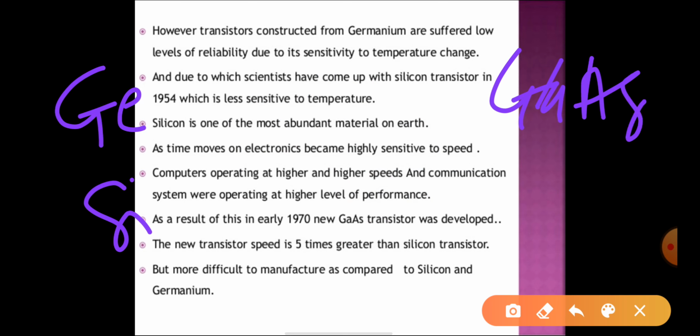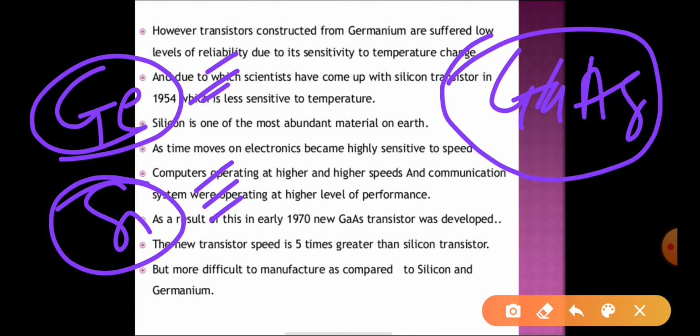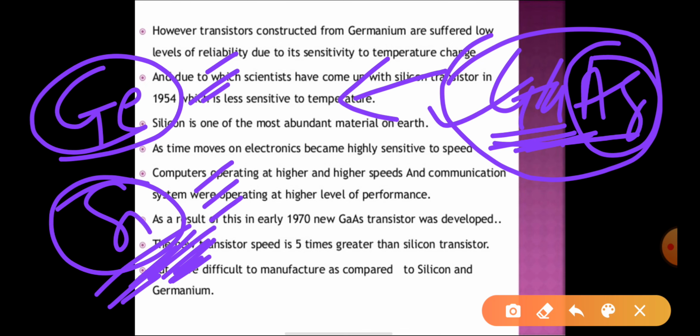Firstly, the germanium transistor was obtained, which has temperature sensitivity. Secondly, the silicon transistor was obtained, which has a higher speed of operation. The third, in 1970, has 5 times the speed. But the procedure is very difficult, because arsenic is some kind of poisonous material. Wherever you find high-speed devices like memories, RAM, ROM, etc., they are made of gallium arsenide, and microprocessors and the like are made of silicon and germanium.